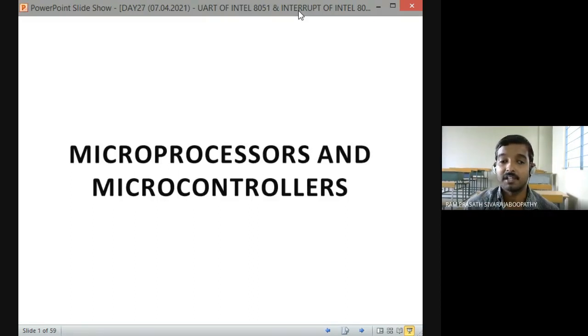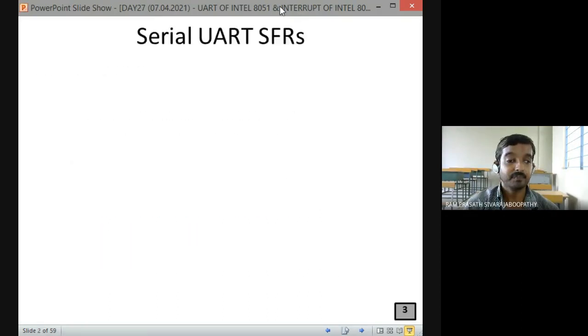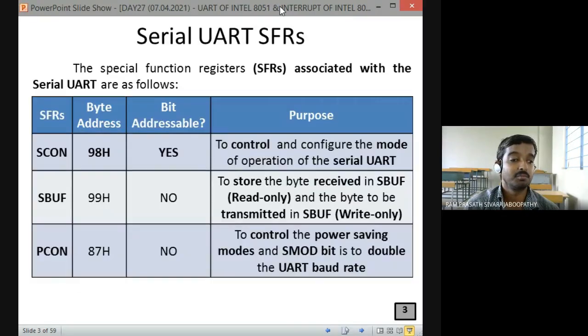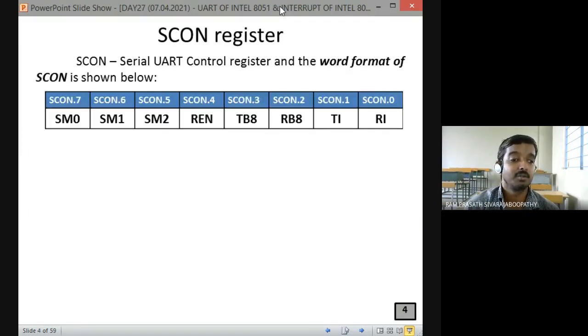PCON. In the case of PCON, we have only one bit available, the SMOD bit, in the PCON register. That is called the double baud rate bit. Right? So today we are going to continue with the SCON register. These are the 3 special function registers we are going to use to program the serial UART of Intel 8051. So this is the word format of the SCON register.